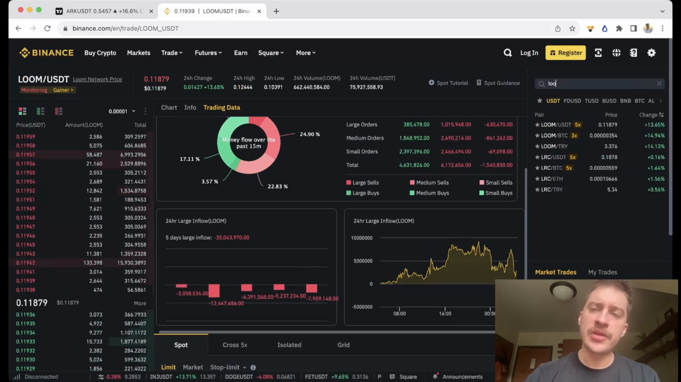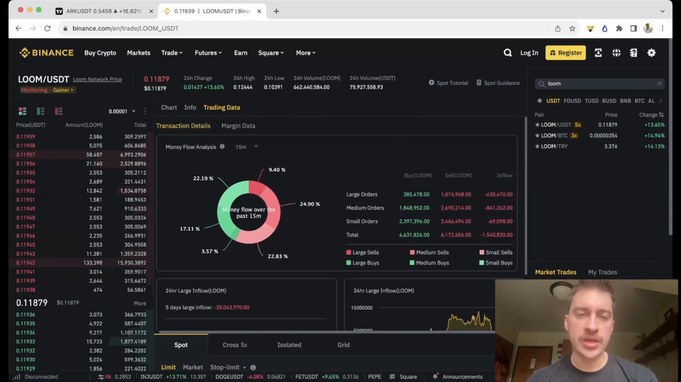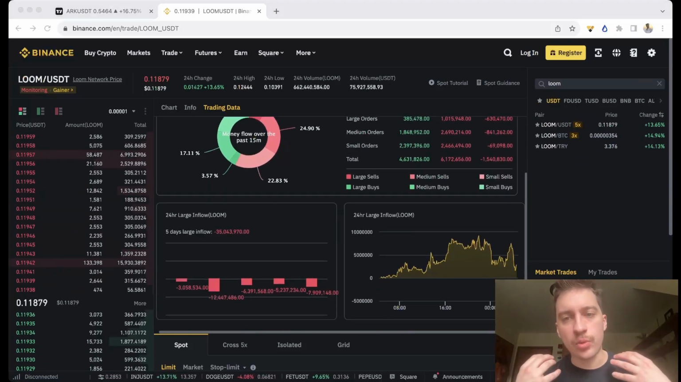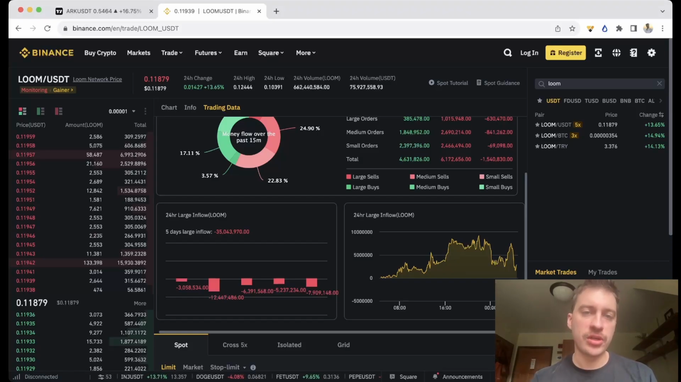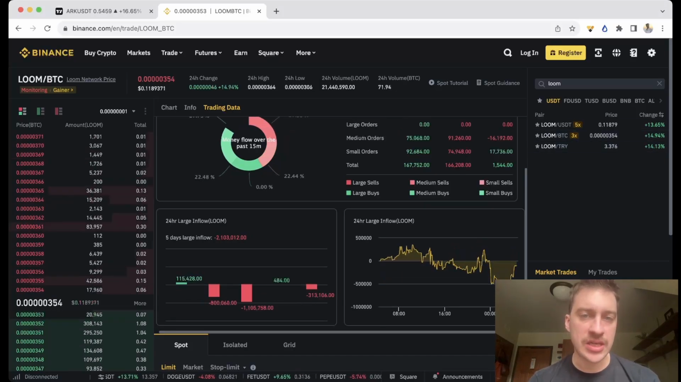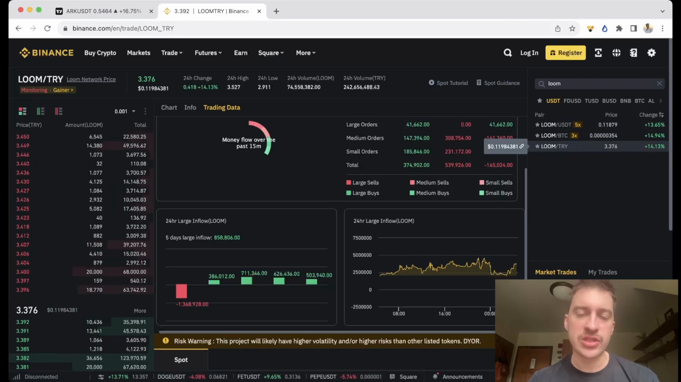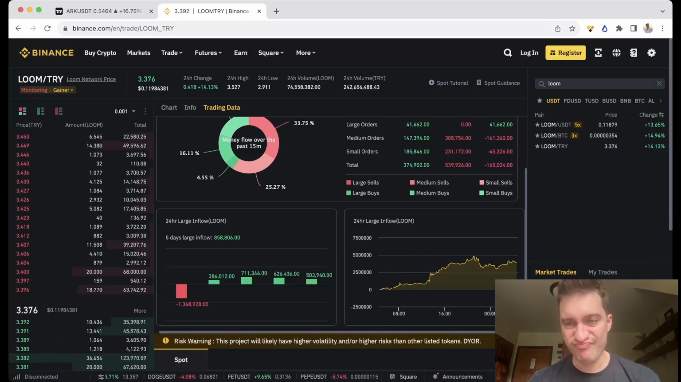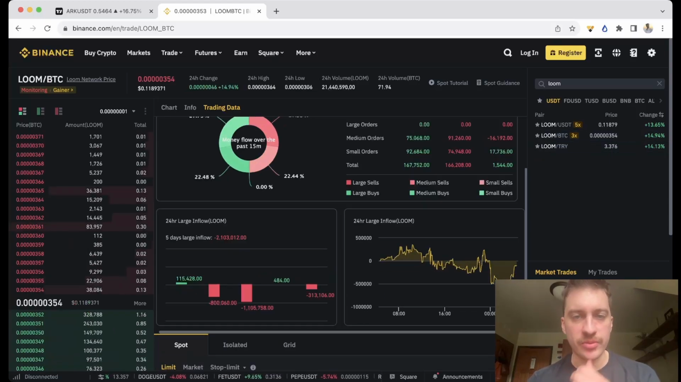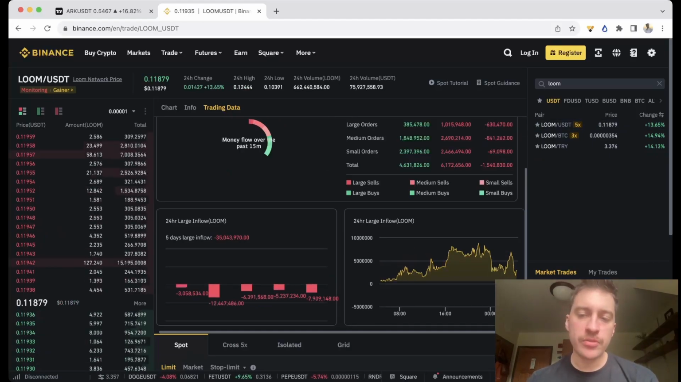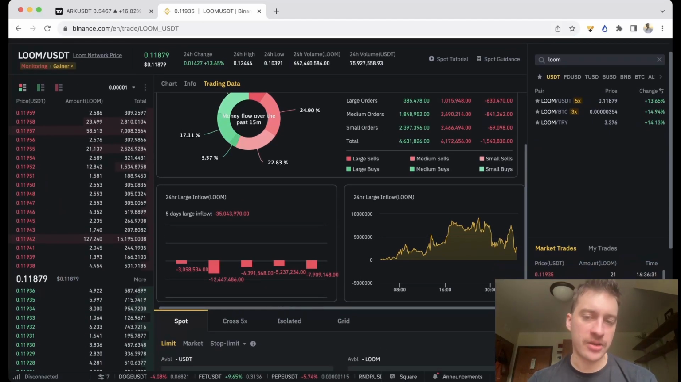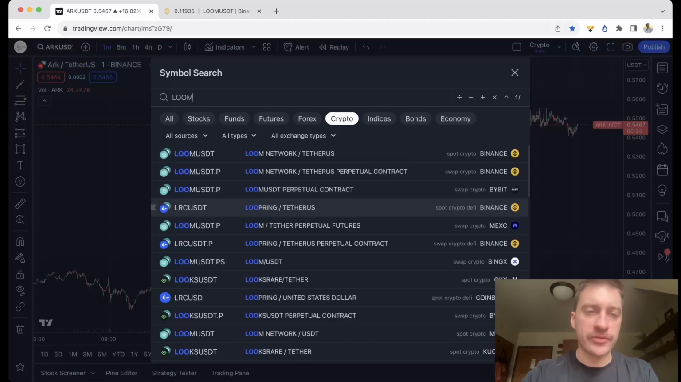So let's go look at Loom. Loom has 3 different pairs, so we can look at that. Now, when you're deciding what pair has the most sway, what you're going to look at is, of course, the 24-hour volume. This is 662 million. To BTC, it's only 21 mil, and to the Turkish lira, it's 74 million. So Loom USDT is really the one that we probably care the most about. Let's go pull up a chart of Loom.